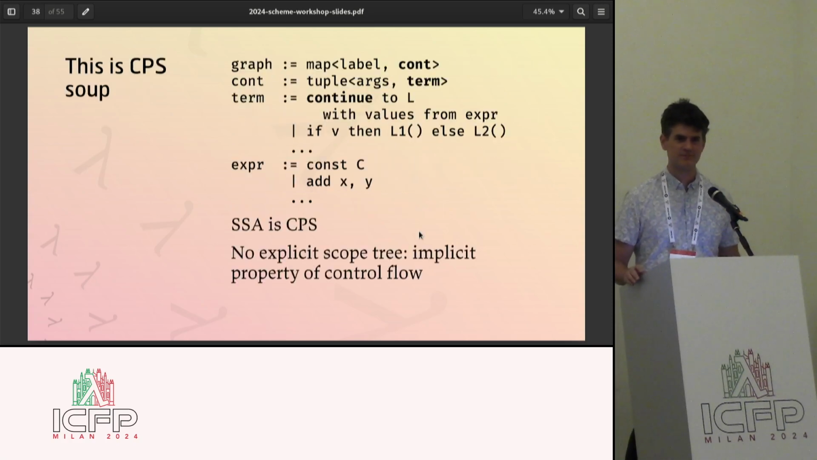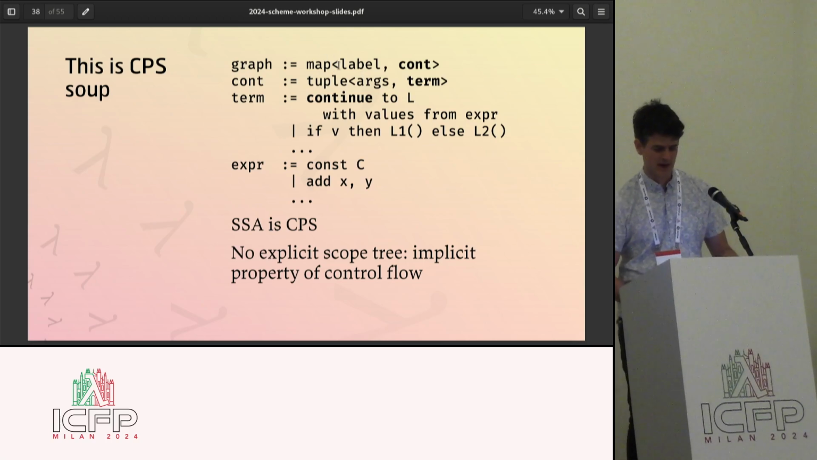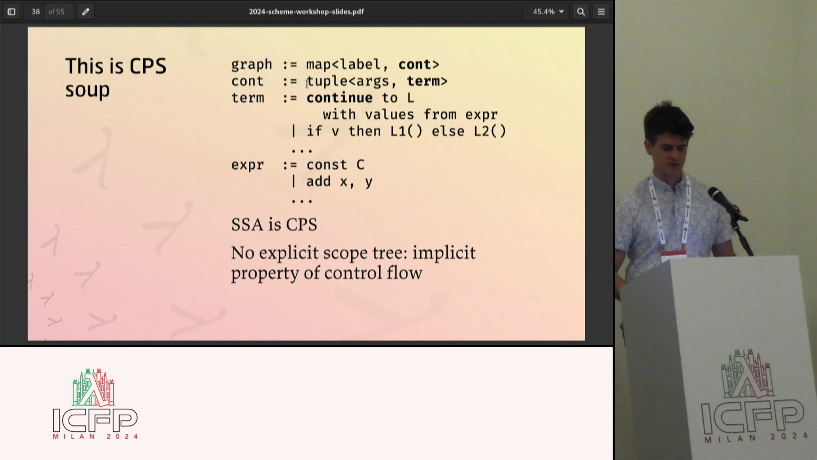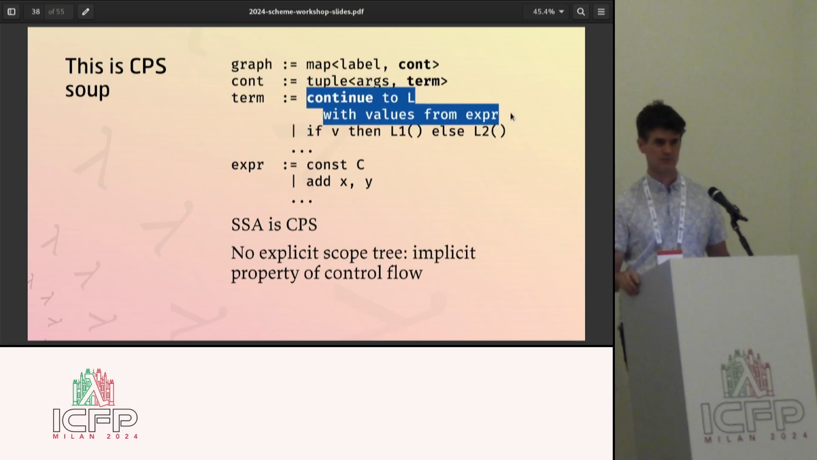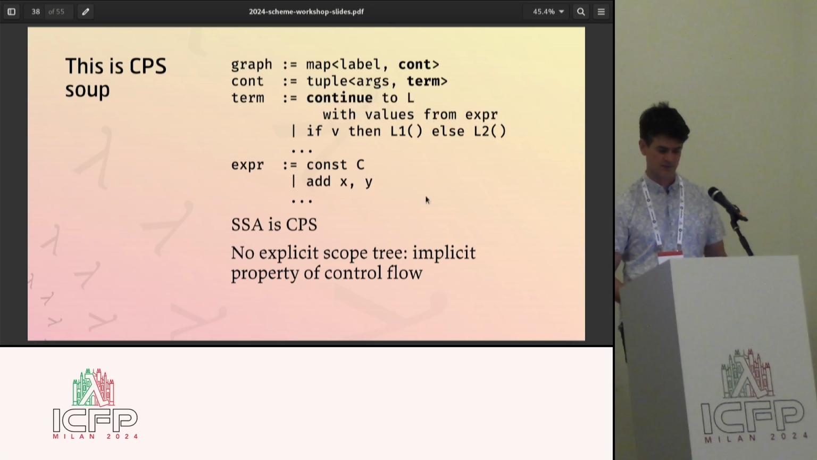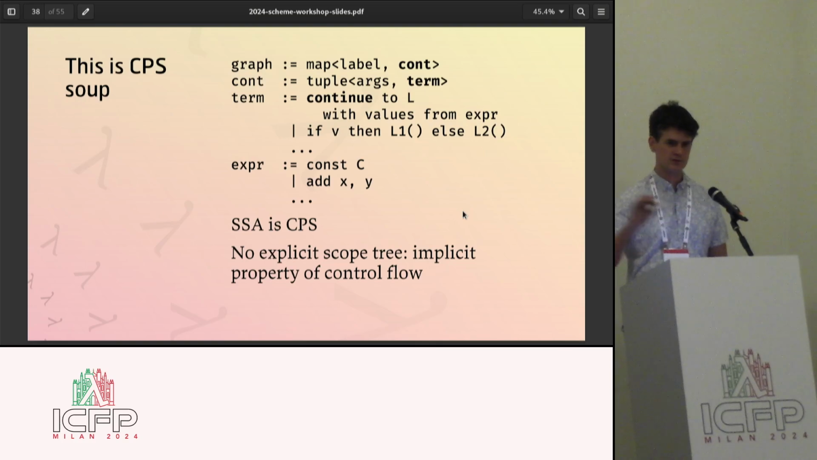And this is CPS, right? This is precisely lambda calculus here, without a formal scope tree. If your graph is a map from label to cont, which is a block, and your cont is a tuple of arguments and the term that it contains, this is exactly lambda, right? Tuple means lambda, arg means formal arguments, term is the body of the lambda, and your term can be like continue to L with the values from this expression, which is exactly calling a continuation with values, with any number of values, or branch or what have you. So when people say SSA is CPS or CPS is SSA, this is precisely what they mean. They are mutually expressible in this way for first order CPS.